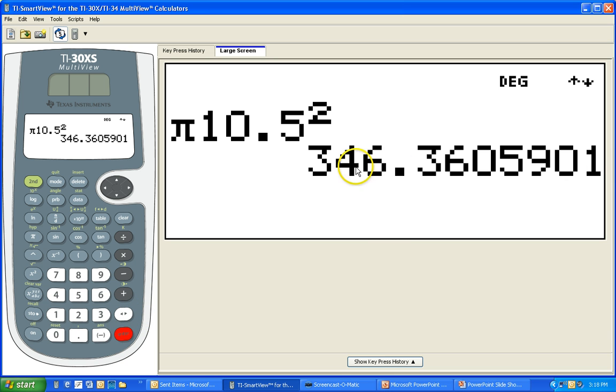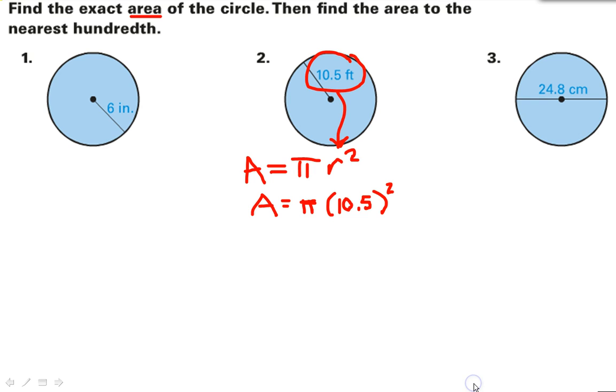Okay, so 346.36. Always round appropriately. It says hundredth on the paper, so let's do that. So 346.36. Okay, so that's how you did number 2.